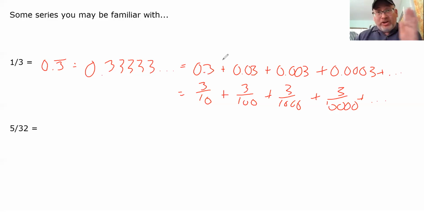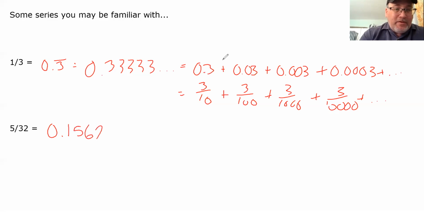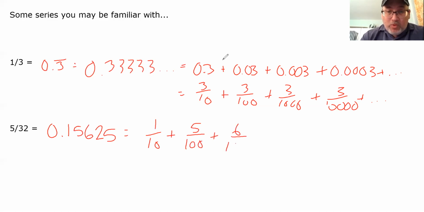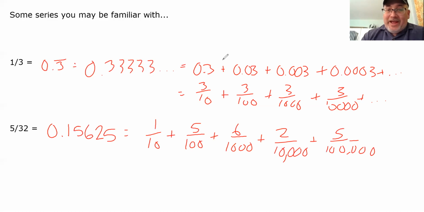A sequence is an ordered list of values. A series is a sum of a sequence. For something like 5/32, as a decimal, if you were to divide it, it would be 0.15625. But breaking it down into the sum of 5 separate decimals, we could write this as 1/10 plus 5/100 plus 6/1,000 plus 2/10,000 plus 5/100,000. So we could think of it as the sum of a finite sequence and hence a finite series.